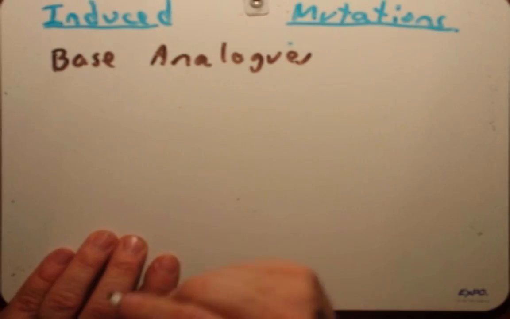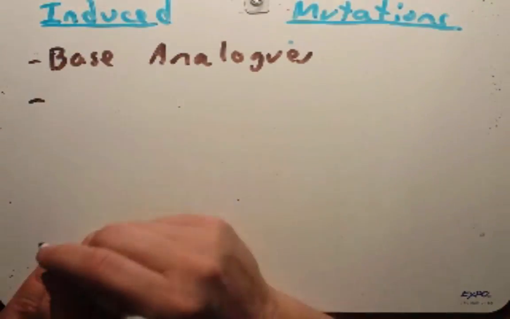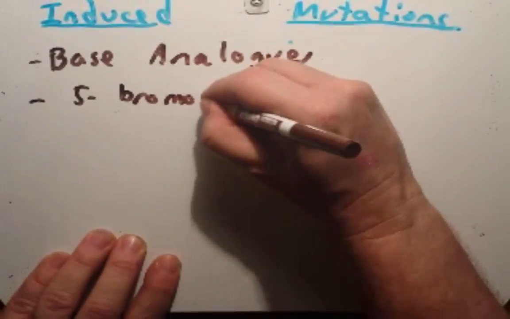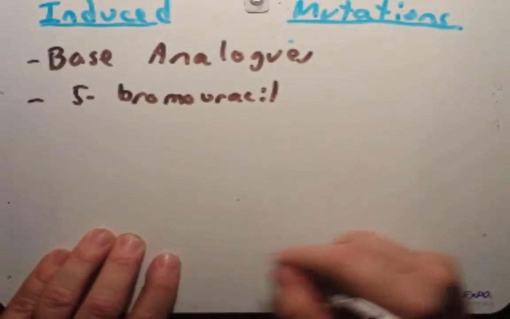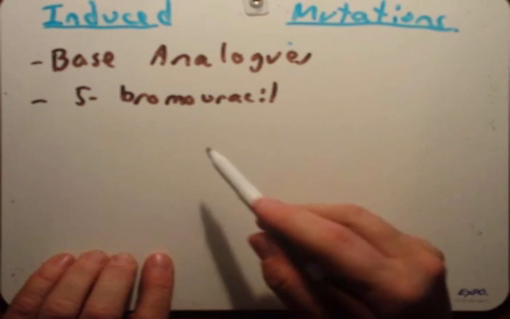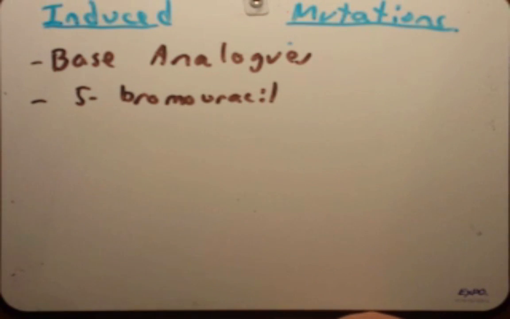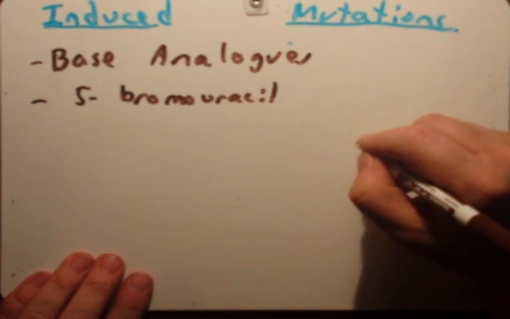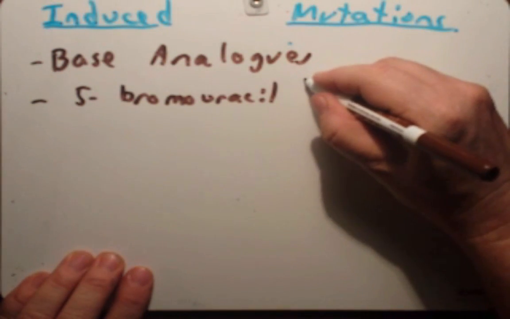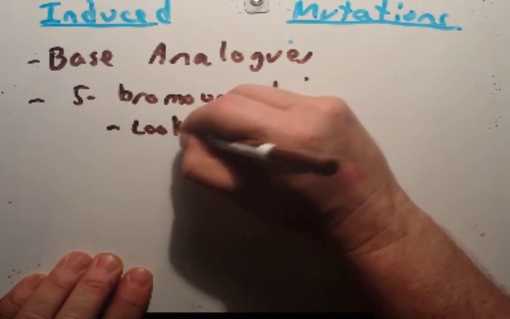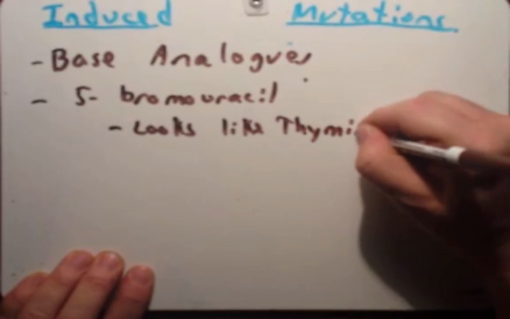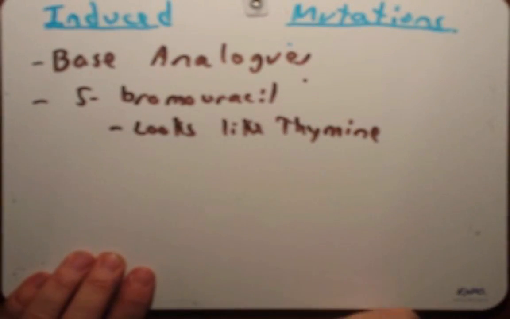And now I want to talk about base analogs. And I'm going to talk about one example here called 5-bromouracil. So this is a uracil with a bromine attached to it. If this base analog is incorporated in the cell during replication, it can sometimes use 5-bromouracil in place of thymine. So we're going to put here that it looks like thymine. And so sometimes the cell will take this up and use it.